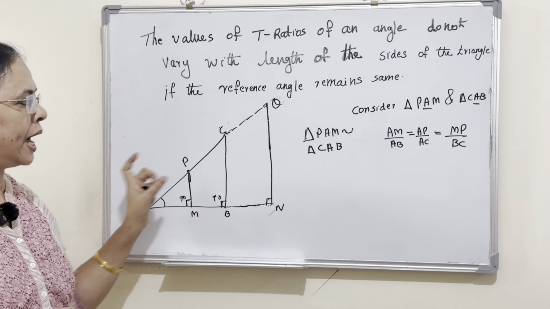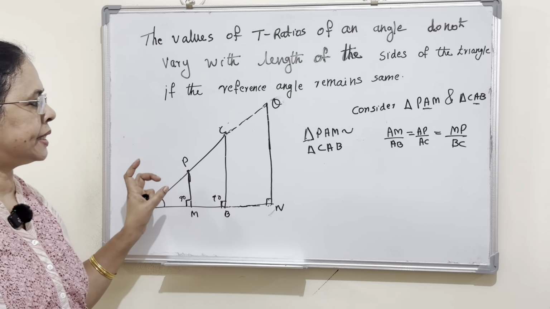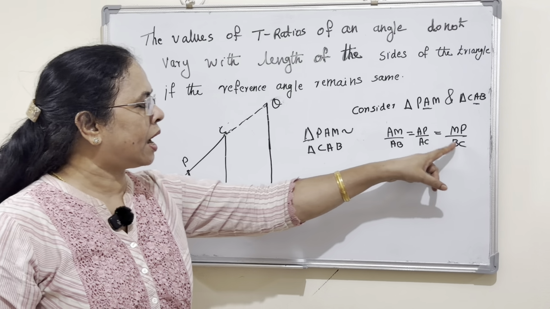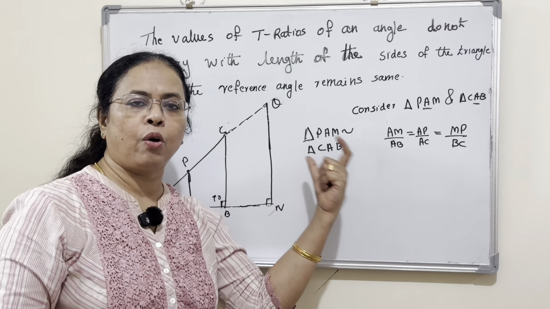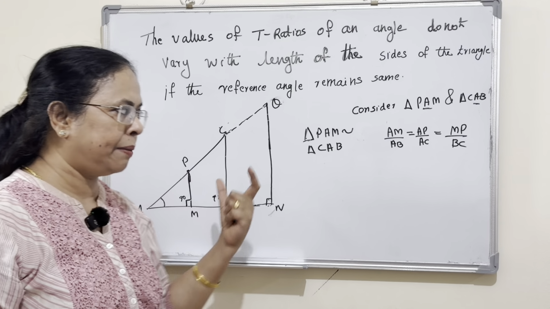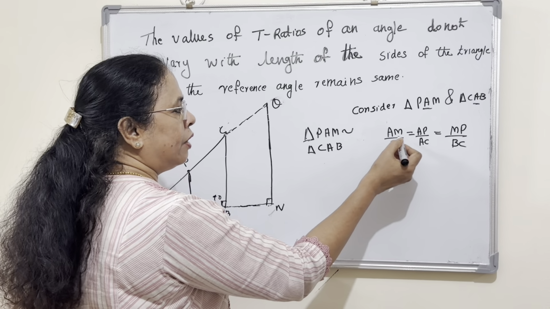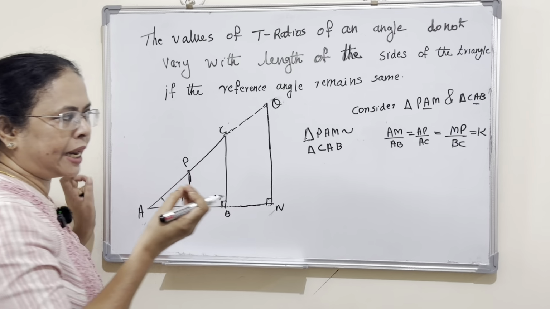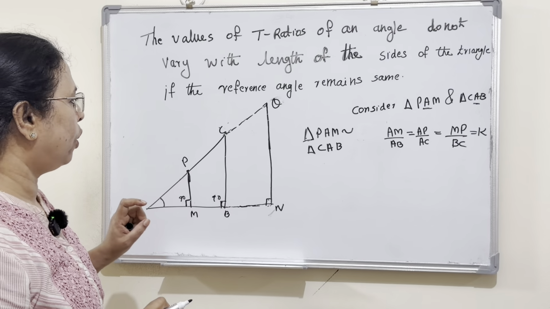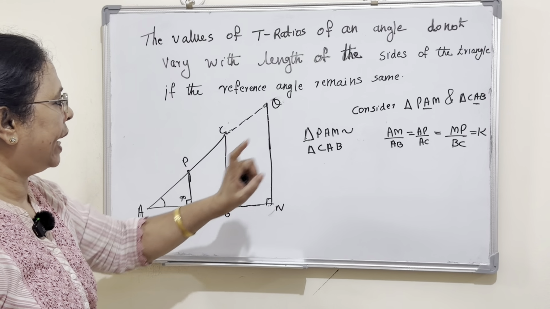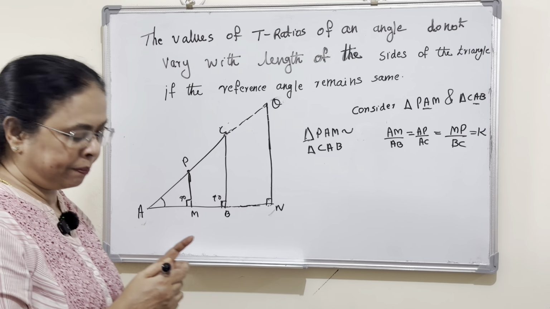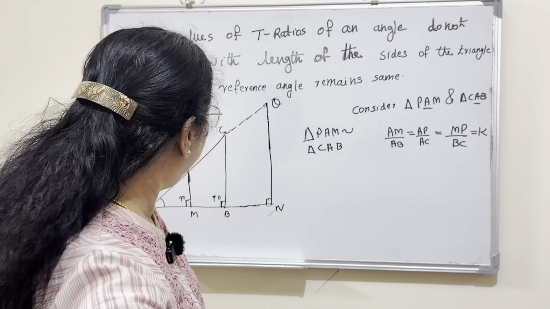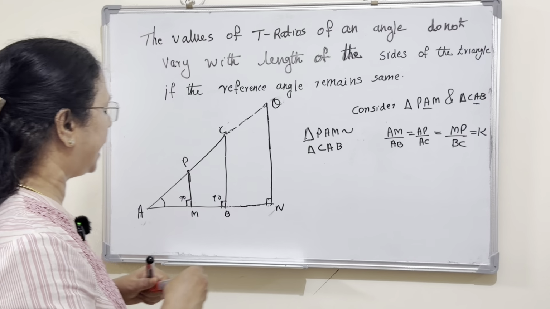If both triangles are similar, I can say the corresponding sides are in the same ratio, or they are in proportion. Same ratio means all the values will be the same. Let me take it as a constant K. Take triangle PAM: there is a side AM. So AM is a side in triangle PAM.